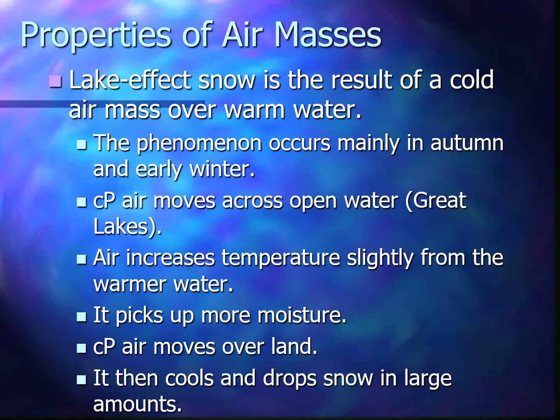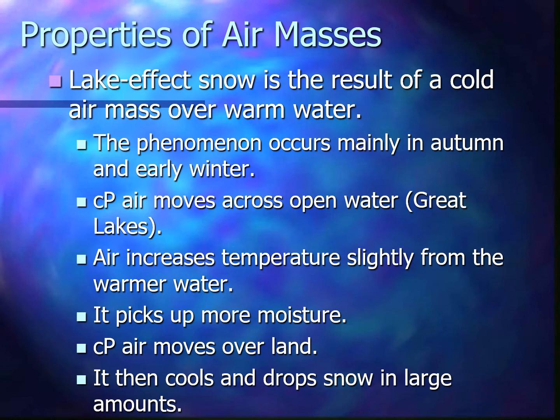Okay, properties of air masses. So I'm going to want you to know how lake effect snow forms. All right, so lake effect snow, we're talking the Great Lakes, and lake effect snow is usually on the eastern side or leeward side of the Great Lakes. So it's the result of cold air mass moving over warmer water.